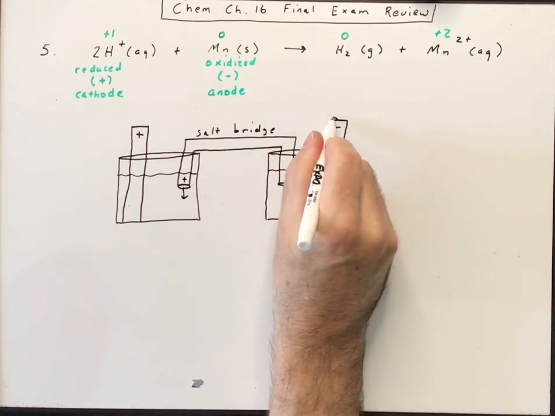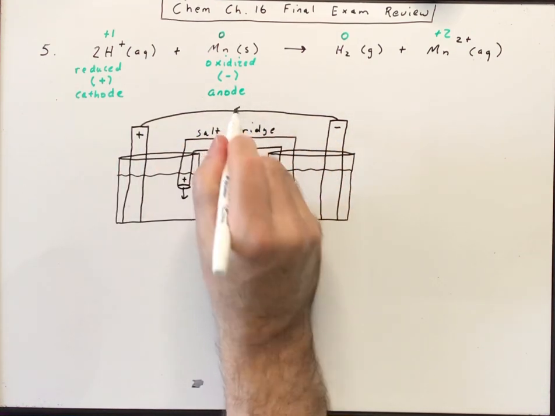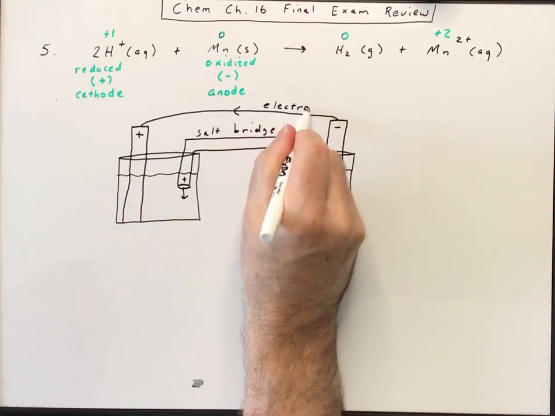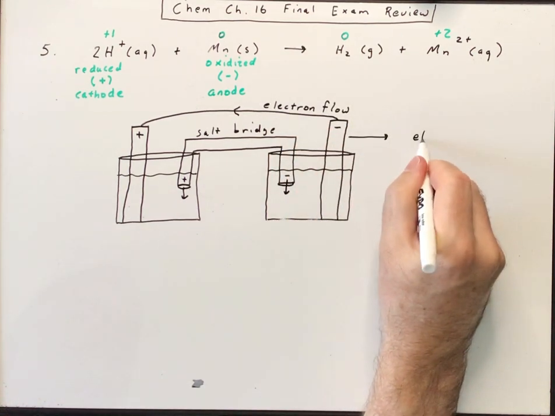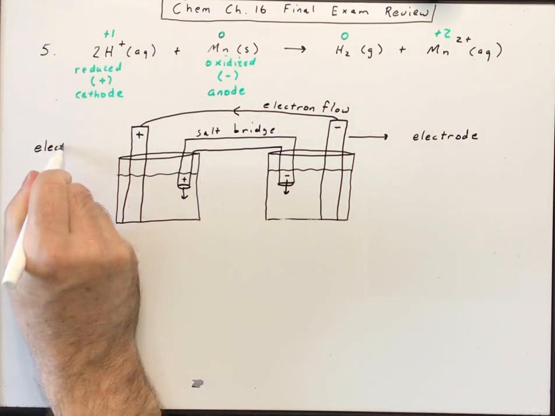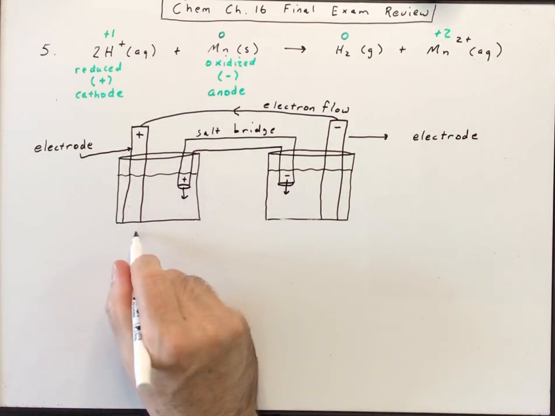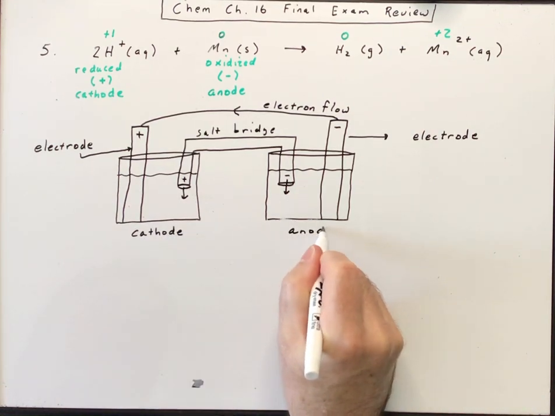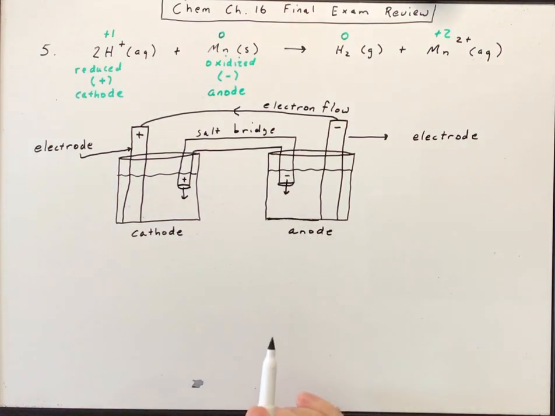We need to connect the electrodes by a wire. The electrons will flow from negative to positive. We'll say this is electron flow. This is an electrode. All right, and then this is the cathode. This is the anode. So that's good for the basic labeling.